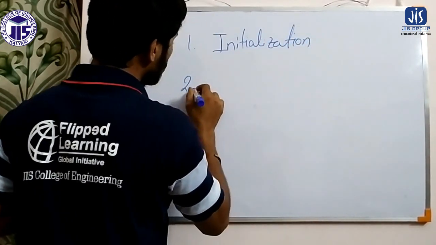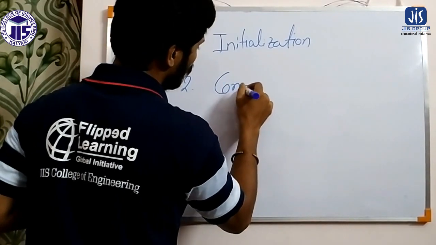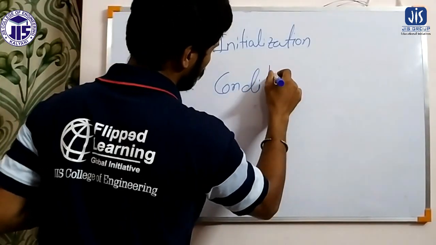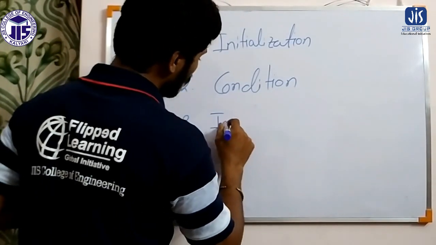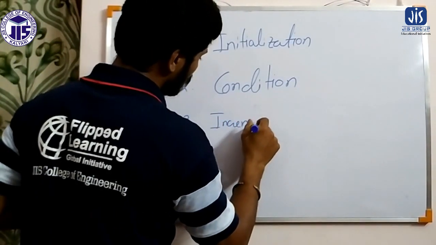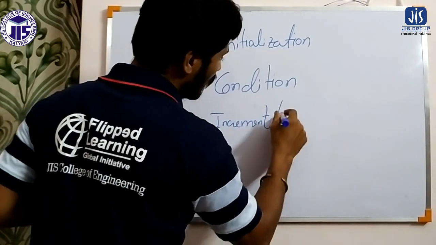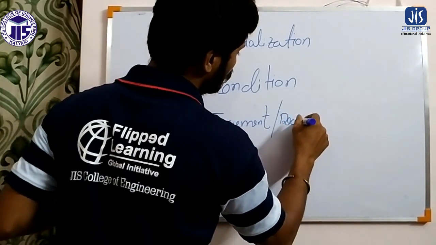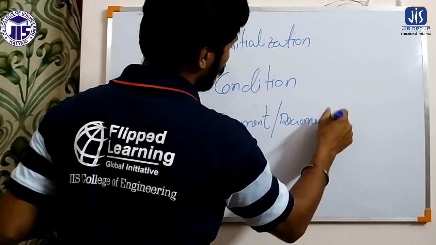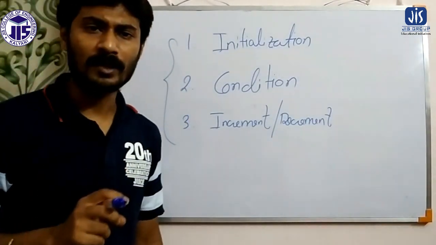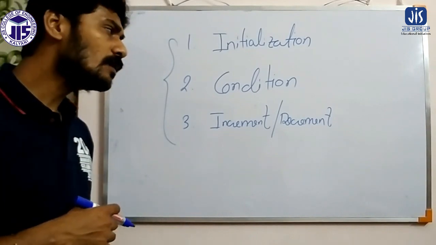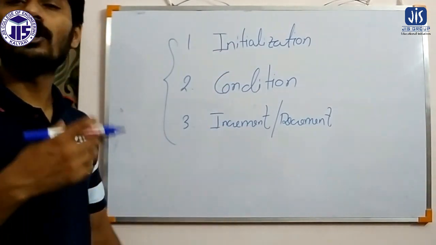Number two component is condition, must be there. And number three is either increment or decrement depending on the program. So these are the main three components that every loop should have. Now I will gradually come into all the components.